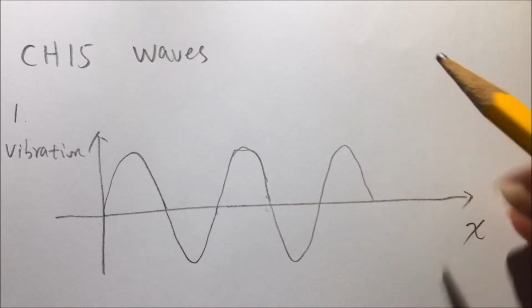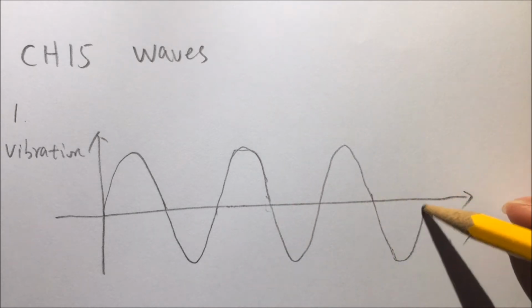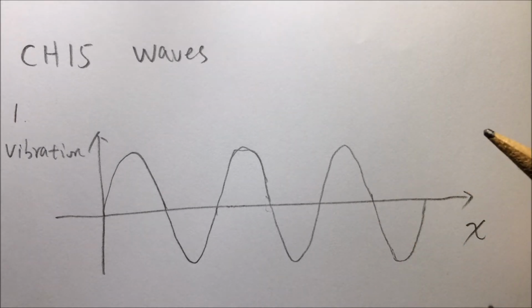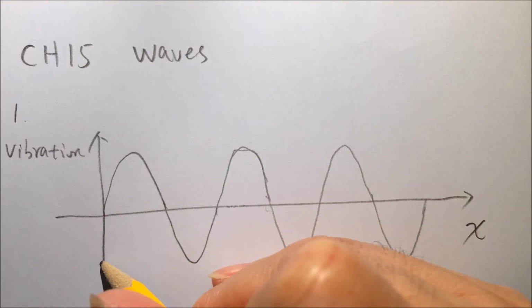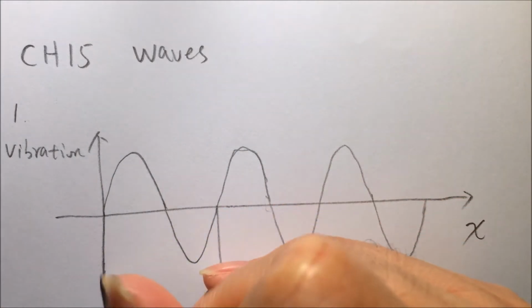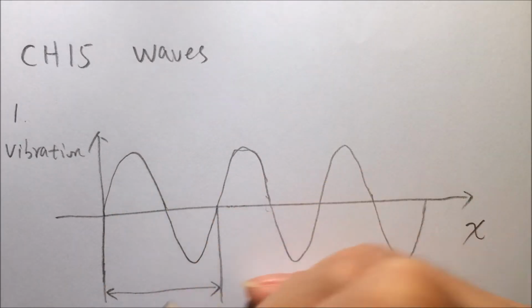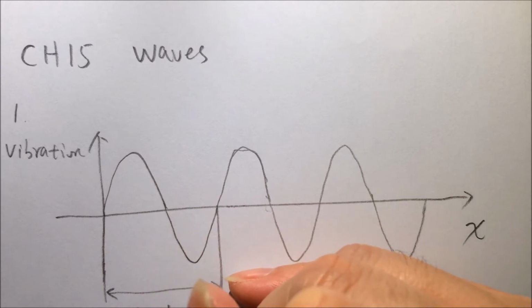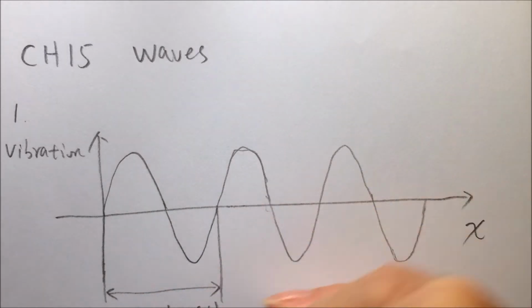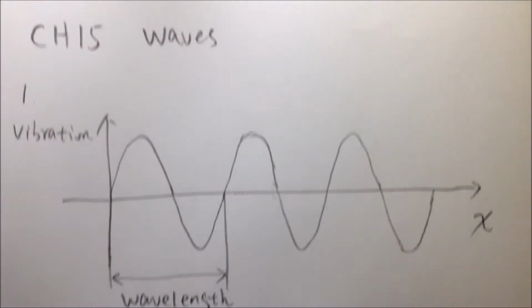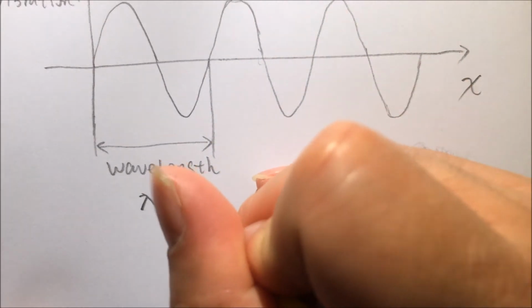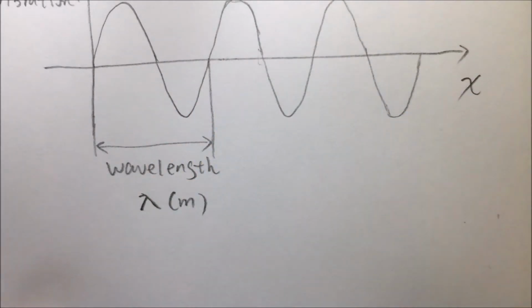As a periodical wave, the smallest repeatable unit along with the propagation direction has a distance called a wavelength. Normally we use lambda, the Greek letter lambda. That's in meters because it's a distance.